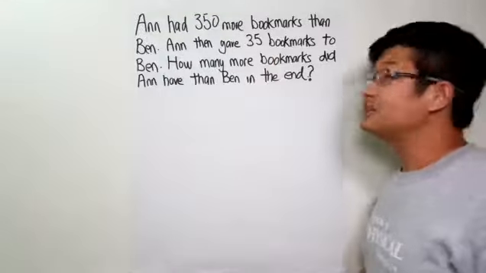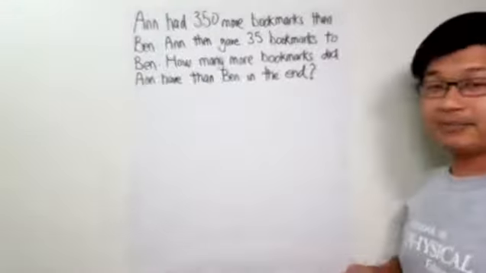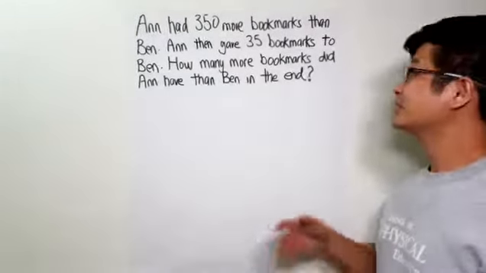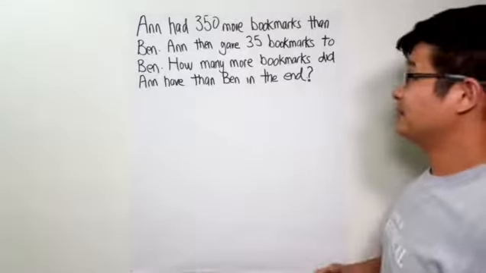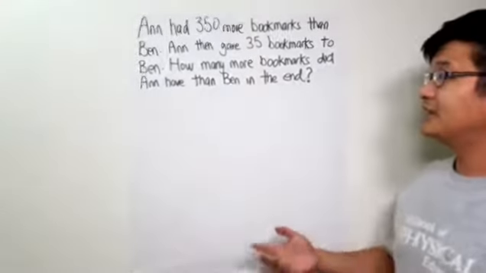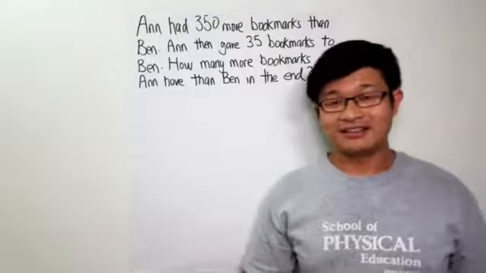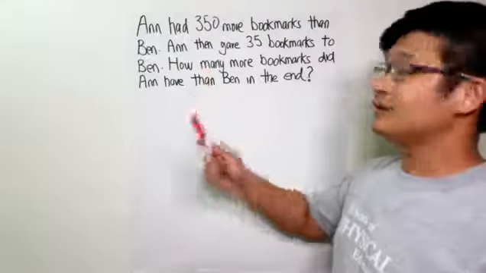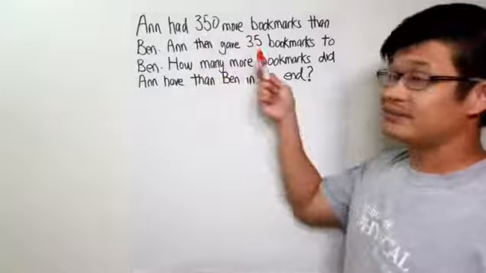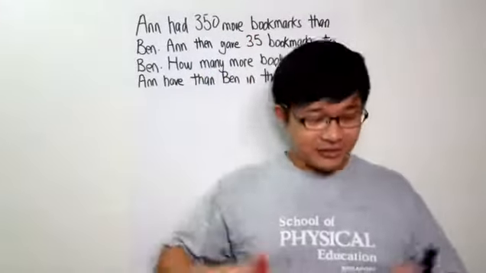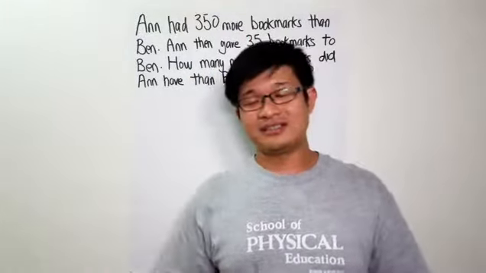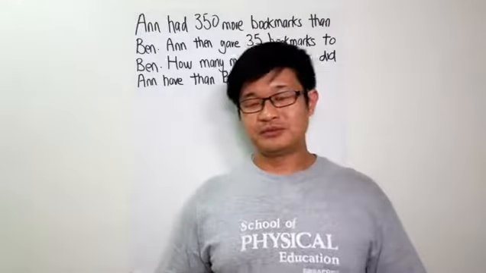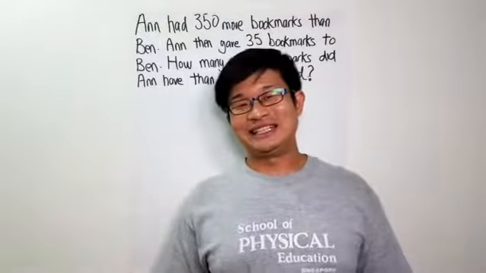Anne had 350 more bookmarks than Ben. Anne then gave 35 bookmarks to Ben. How many more bookmarks did Anne have than Ben in the end? When we first read it, we are very tempted to just take 350 minus 35. And if your child comes to you like that and you tell them this, they'll probably not understand why you have to do that. Maybe they do, but that is actually not the right way to do it.